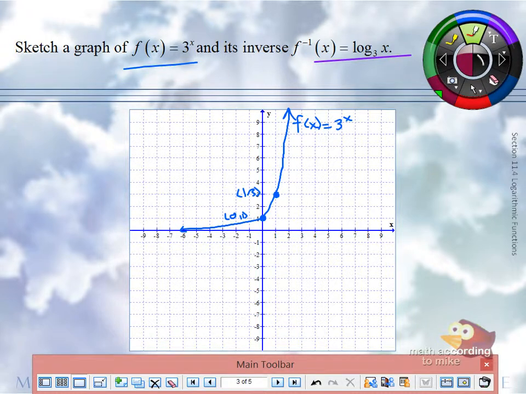Well, if the original function goes through point 0, 1, then the inverse goes through 1, 0. If the original function goes through 1, 3, then the inverse goes through 3, 1. If the original function had a horizontal asymptote at y equals 0, then the inverse will have a vertical asymptote at x equals 0.